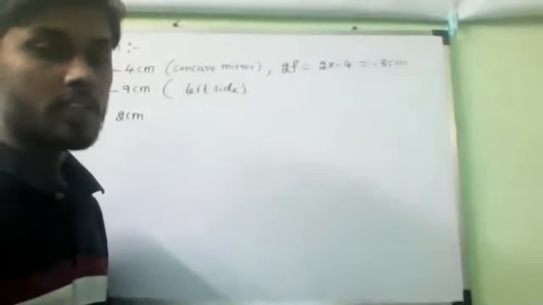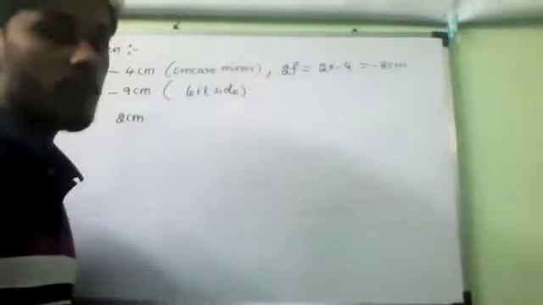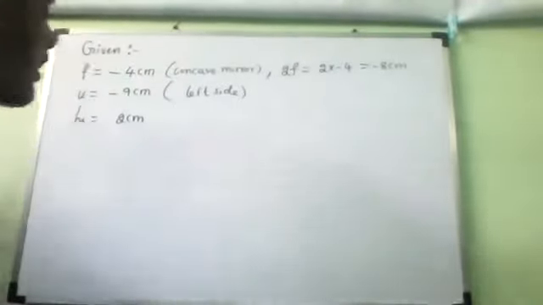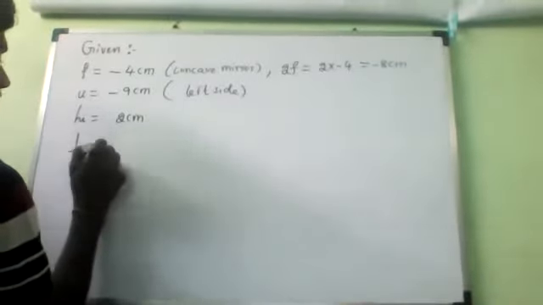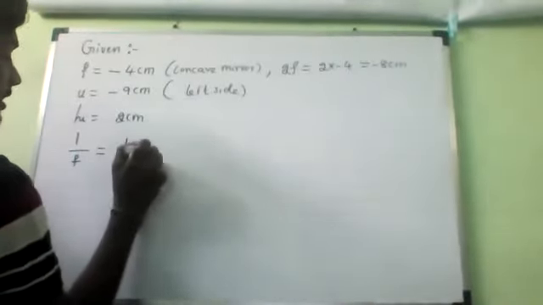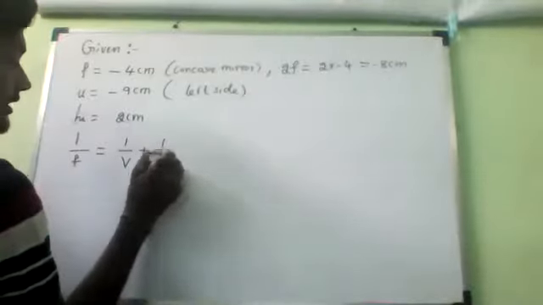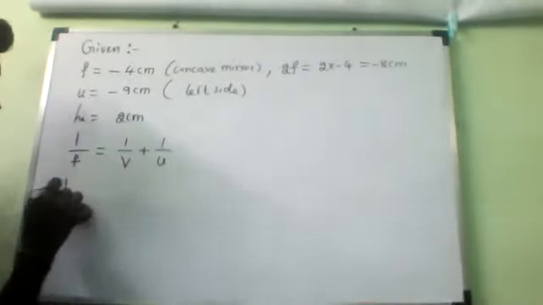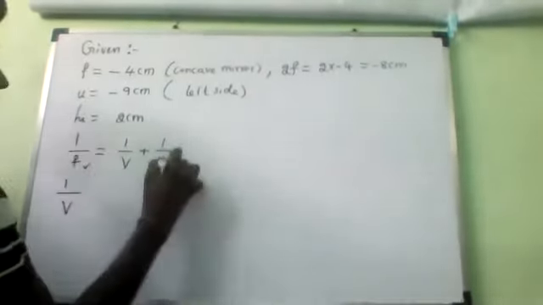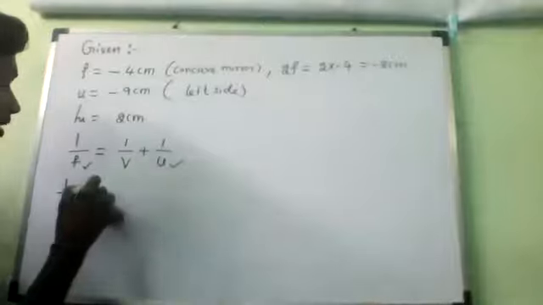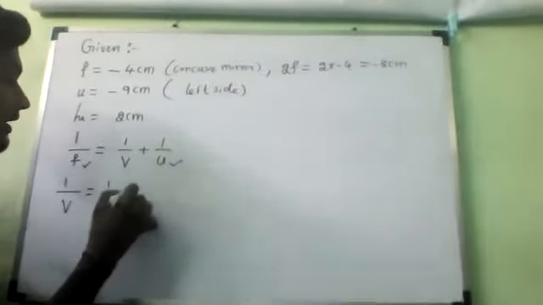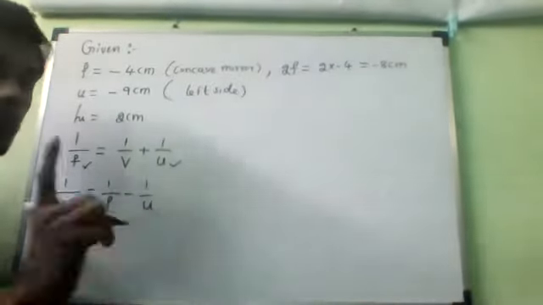So now let us go for the answer. This is the given data. What should we calculate first here? We have to calculate the image distance. So what is the formula? Tell me, what is the mirror formula? 1 by f is equal to 1 by v plus 1 by u. Is it yes or no? Yes. We know f and we know u, so we want 1 by v. 1 by v is equal to 1 by f minus 1 by u.